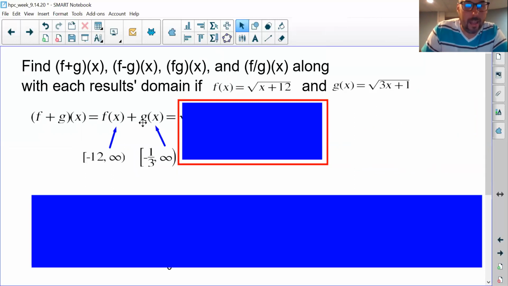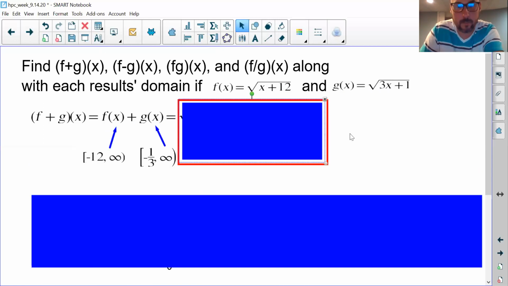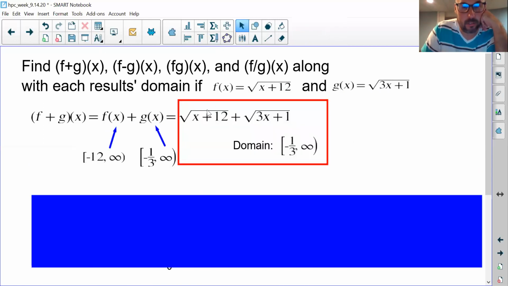Now, when you add them, you're getting a new function. What's the domain of that? Well, it has to be a domain that is acceptable to the two functions that it came from. So what is the domain going to be? First of all, let's just get to the answer. F of x plus g of x is just the square root plus this other square root, and that's totally simplified. And the domain is from negative 1/3 to infinity for this answer.